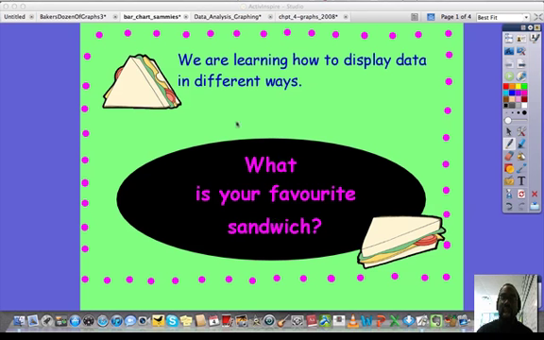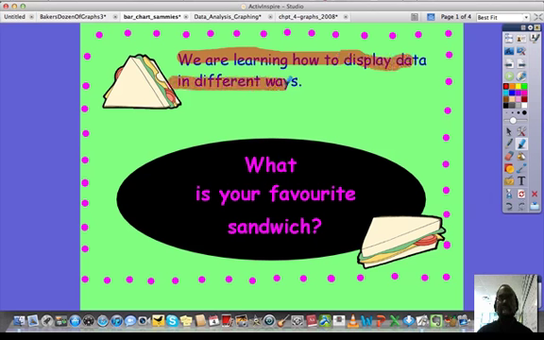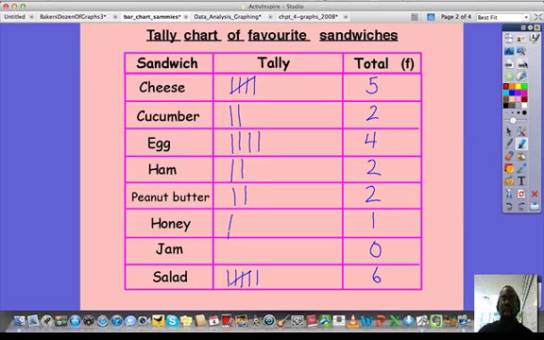Okay, for today's video, we're going to quickly go through three different methods of collecting data. We are learning how to display data in different ways. So we're going to take the question, what is your favorite sandwich? The first thing you want to do whenever you're collecting data is make a tally chart of whatever it is that you're asking.